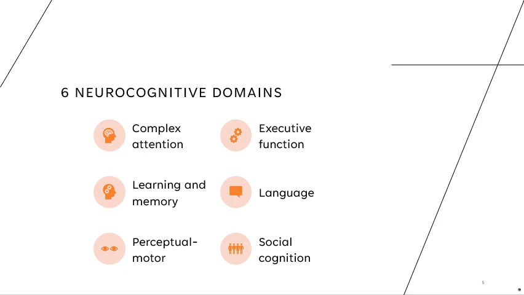There are six neurocognitive domains. The first is complex attention, which consists of sustained attention, divided attention, selective attention, and processing speed. So this symptom includes individuals having difficulty in environments with multiple stimuli and being easily distracted.